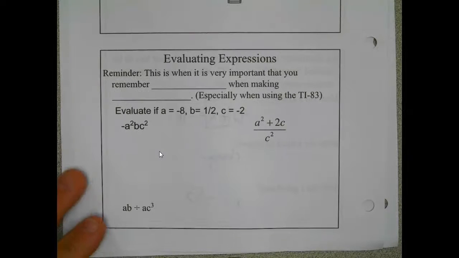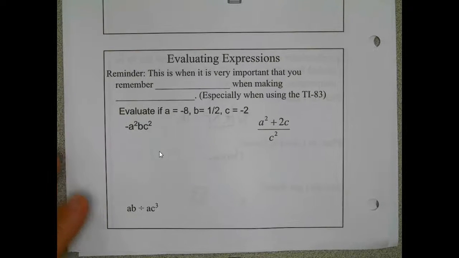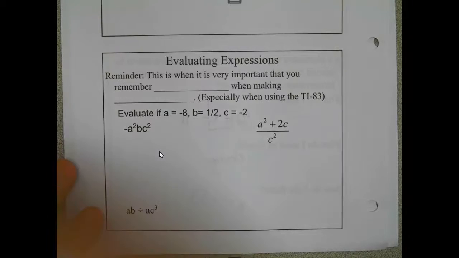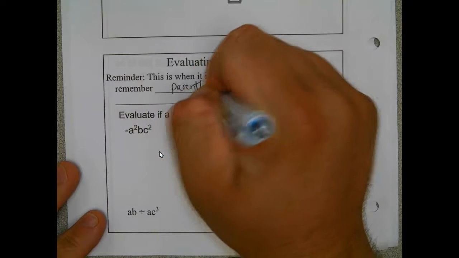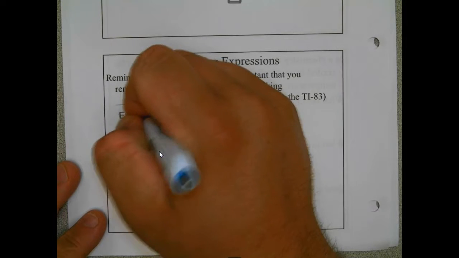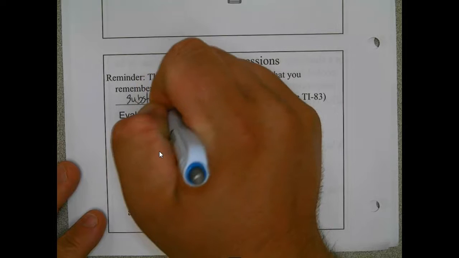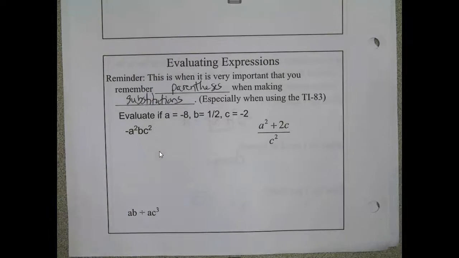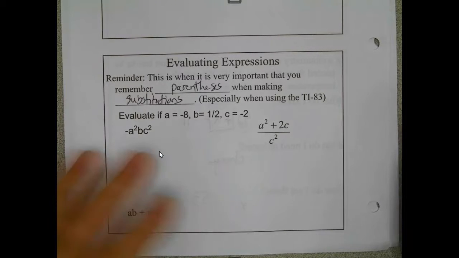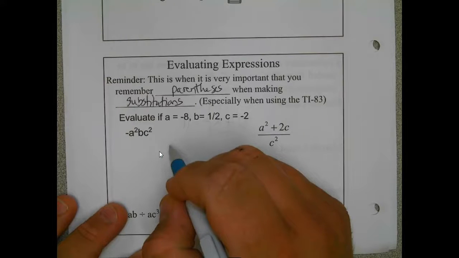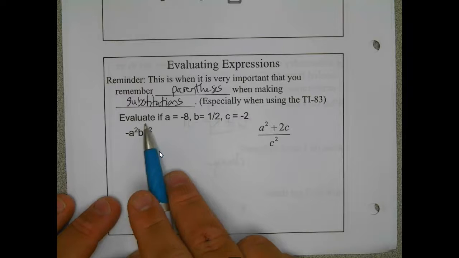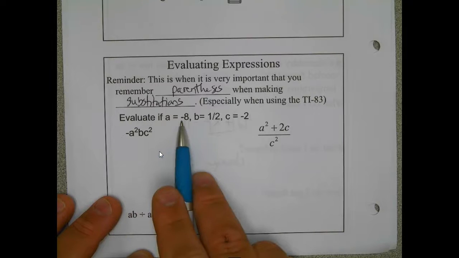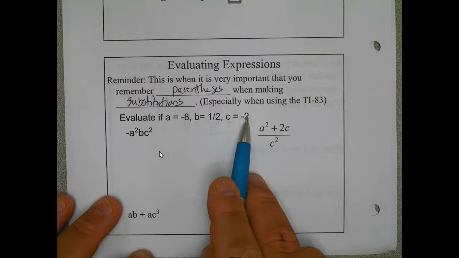So, how we evaluate expressions, too, is when we substitute. It's very important that you remember parentheses when making substitutions, especially when you're using the TI-83. I'm going to do one of these with you, and then you're responsible for the last two on this slide, and then we'll talk about how we're going to pick up when you're in class. Just remember, whenever you do substitutions, you need to put in exactly what's given. So we're going to evaluate this expression if a is equal to negative 8, b is equal to a half, and c is equal to negative 2.